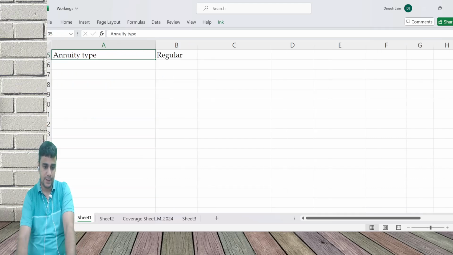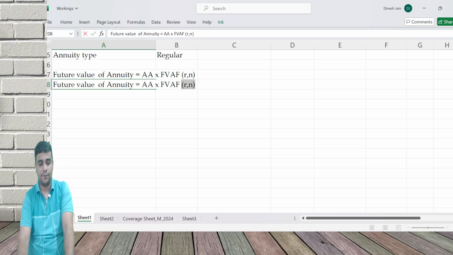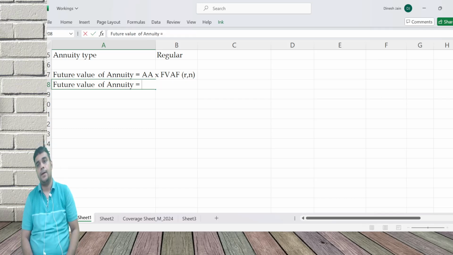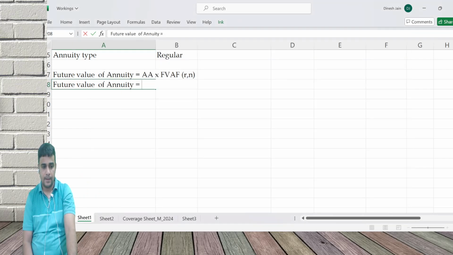Future value of annuity is equal to annuity amount into FVAF, future value annuity factor in bracket R comma N. What is the annuity amount here? Into future value annuity factor. What's the rate of interest? How many time periods? 7.